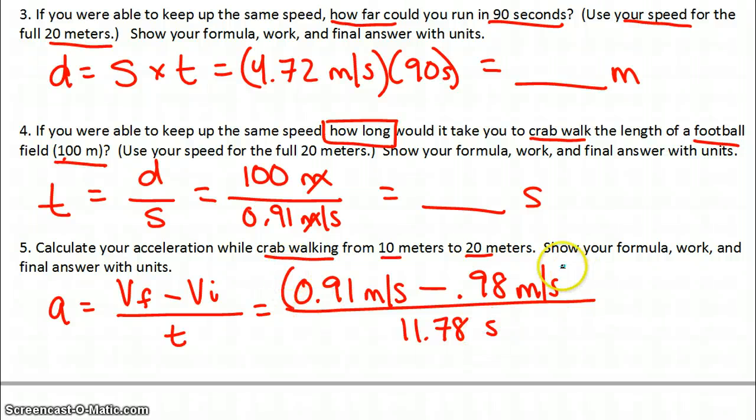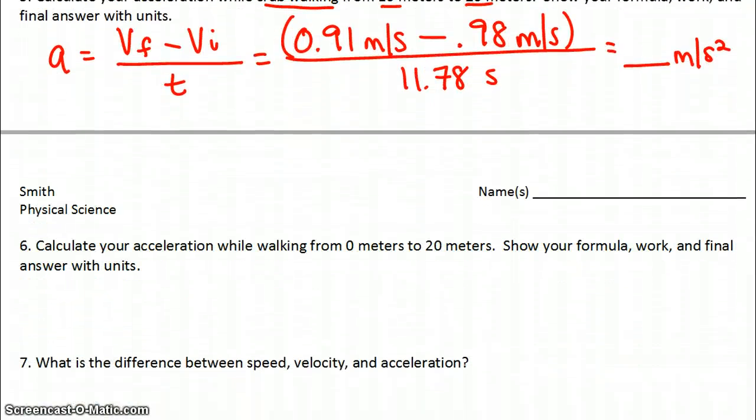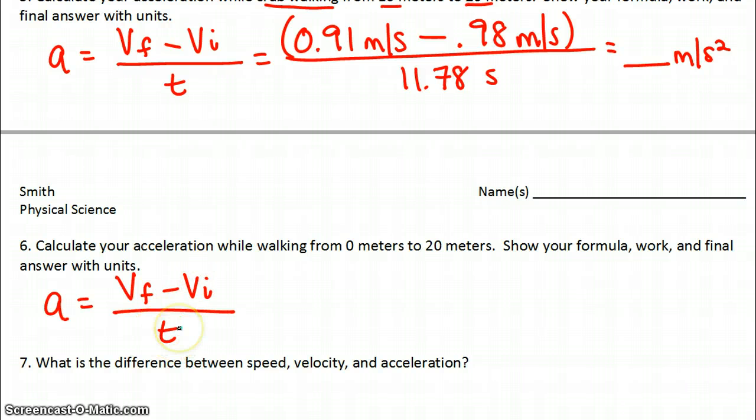Make sure you do the top portion first, the subtraction, then divide by your time, and your units for acceleration are meters per second squared. Number six, read our formula again. Acceleration equals final velocity minus initial velocity divided by time.